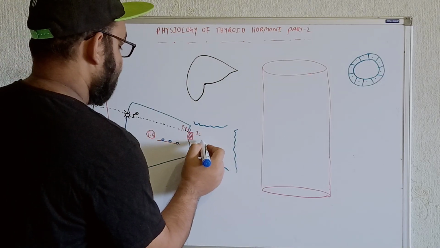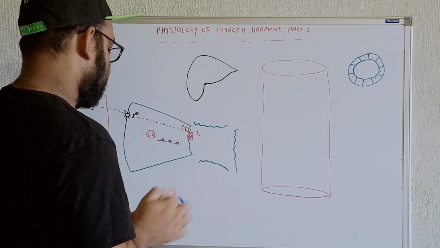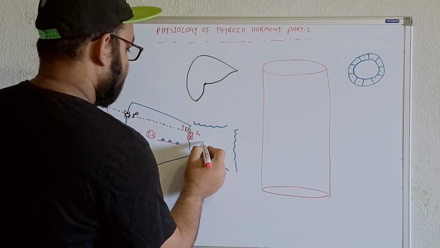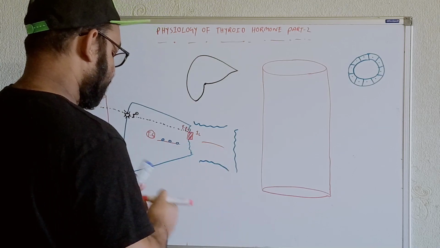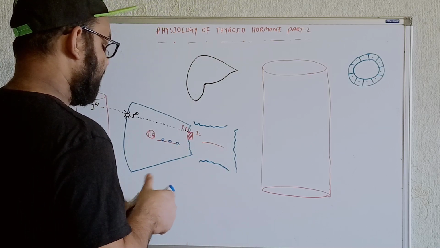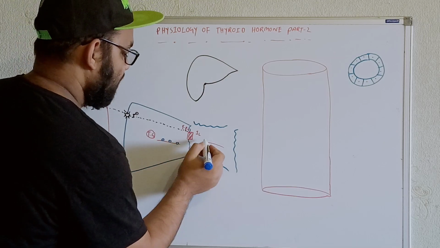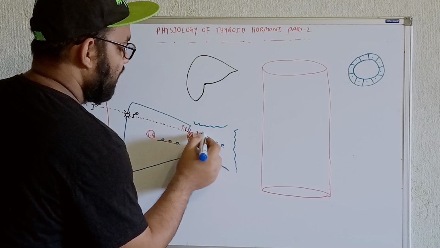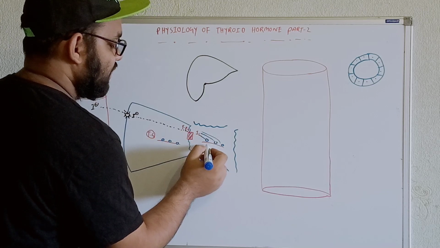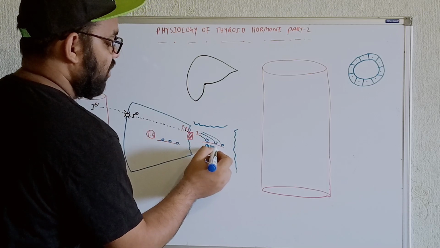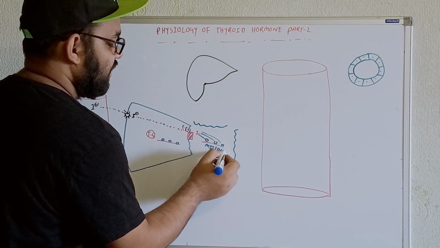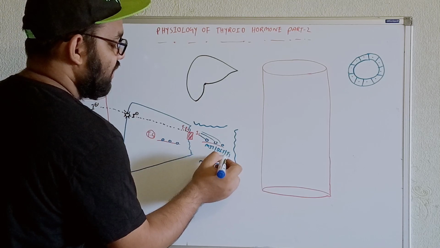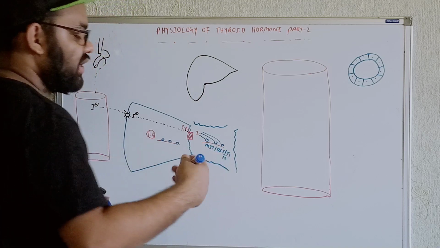This iodine. So let's use this color only. It's the peptide chain, and here we will get the tyrosine residues, and this iodine will bind over here, and they will form different kinds of things. They can produce MIT, monoiodotyrosine, they can produce DIT, they can produce T3 and T4. How it is produced, I have already explained in the first video.